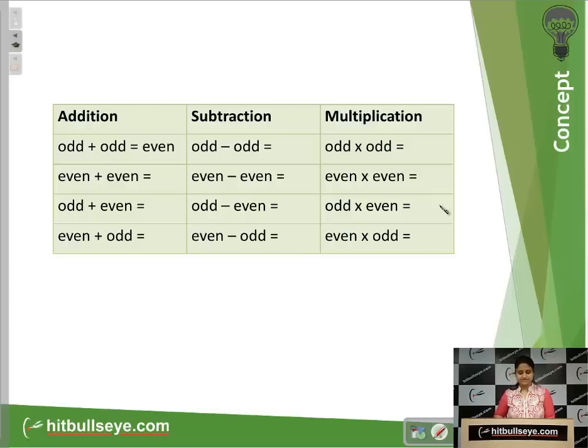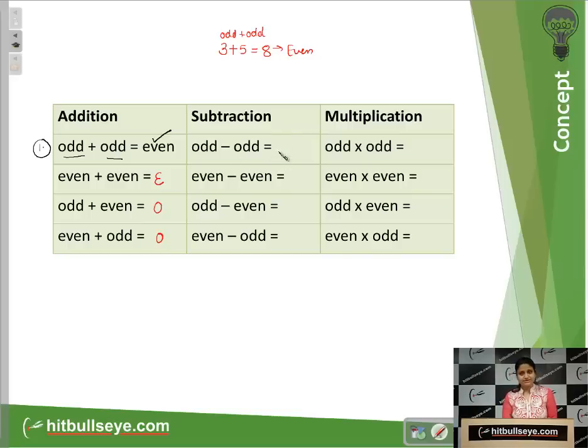Now, these are some operations on odd and even numbers. I'm taking the very first example. If we take odd plus odd, we'll get an even number. We can go by example. If I take any two odd numbers, for example 3 and 5, and add these two numbers, I'll get 8, which is an even number. So I can say odd plus odd is always even. By taking various examples, we can write that even plus even is always even. Odd plus even is always odd. Even plus odd is always odd. I'm using E for even, O for odd.